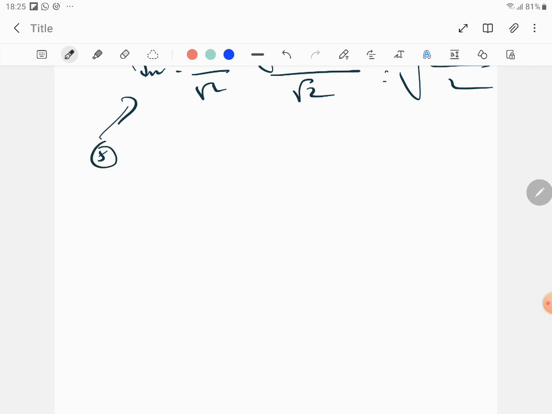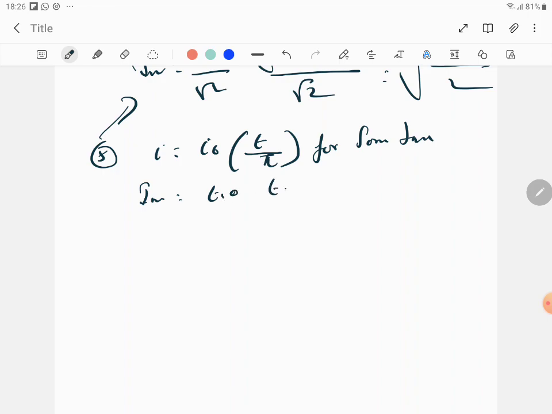Fifth question: electric current in a circuit is given by I is equal to I naught times t by something. Calculate the RMS current, IRMS, for a period t is equal to 0 to t is equal to some value. The mean square current for this time period is what we have to find. And these are all entrance questions, not for boards.